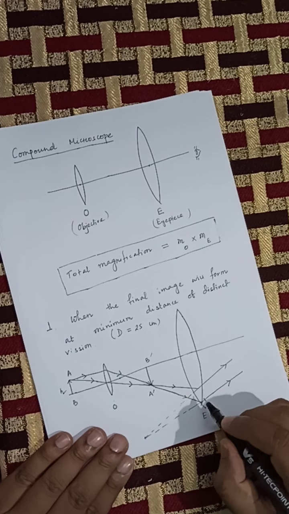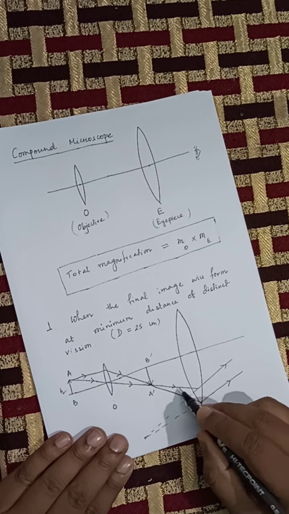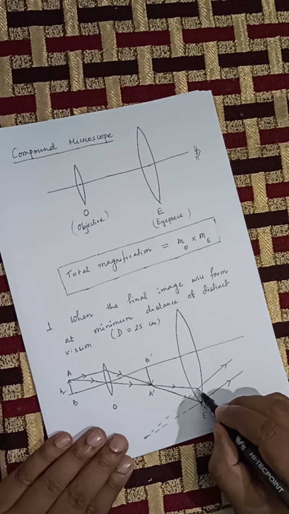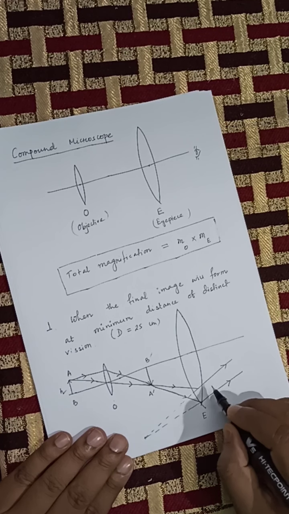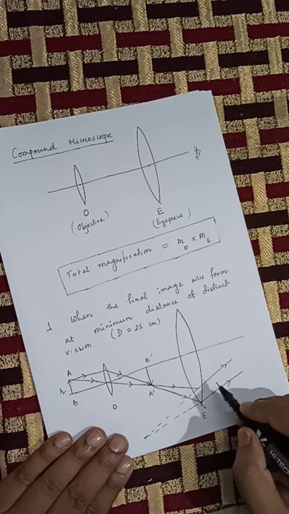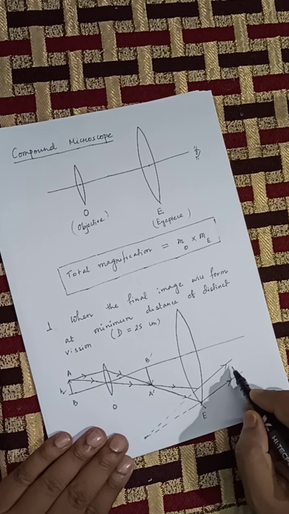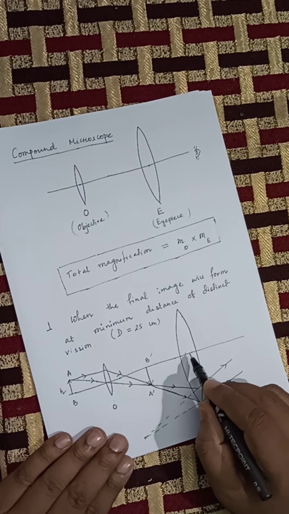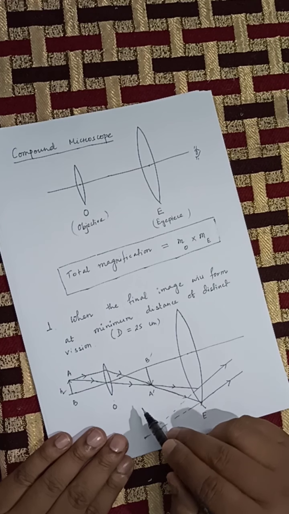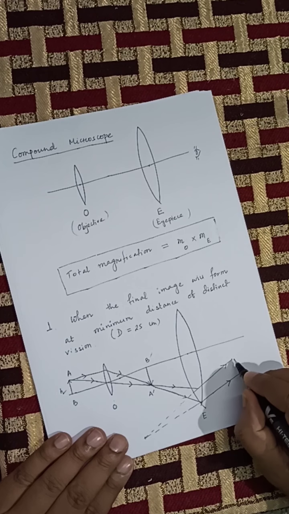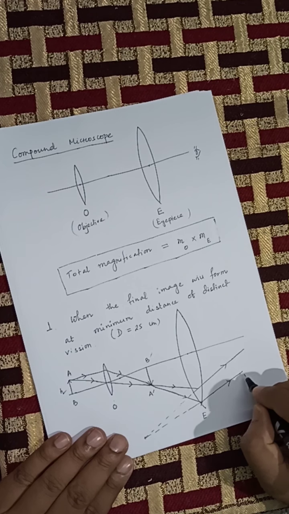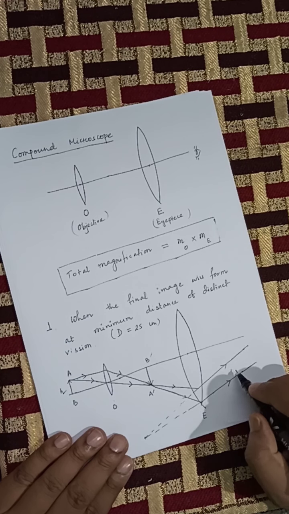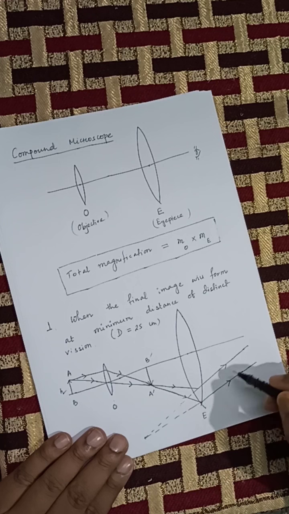25 centimeter. Here you see, these two incident rays for the eyepiece lens will move in this direction, isn't it, after refraction. That means now they will diverge, so that the final image will form at the minimum distance of distinct vision. Okay. So now for these two diverging refracted rays from the eyepiece.